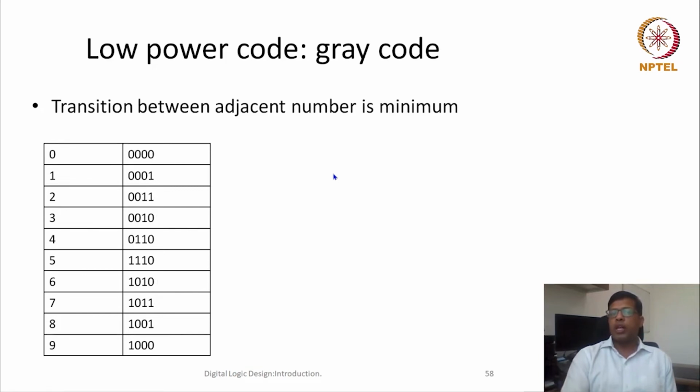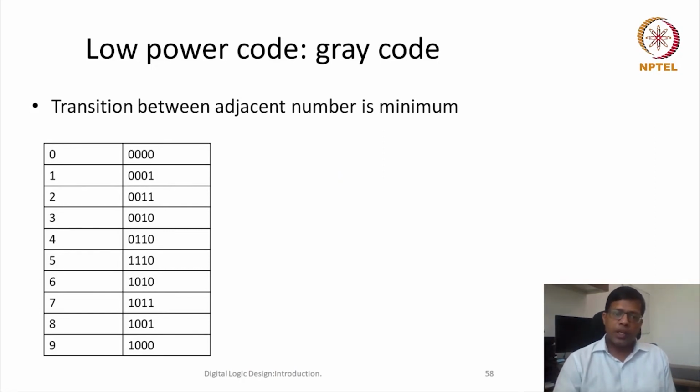Now there is one more scenario, that let's say we wanted to reduce the power. Now how do we reduce the power? We say that the transition between adjacent numbers should be minimum. Let us say this is the property of a low power design or a low power system, that the number of transitions should be minimized, and the number of transitions cannot be less than 1. So we make sure that whenever we are incrementing a number from 0 to 1, the total number of transitions is at most 1, or always equal to 1 whenever we are incrementing a number.